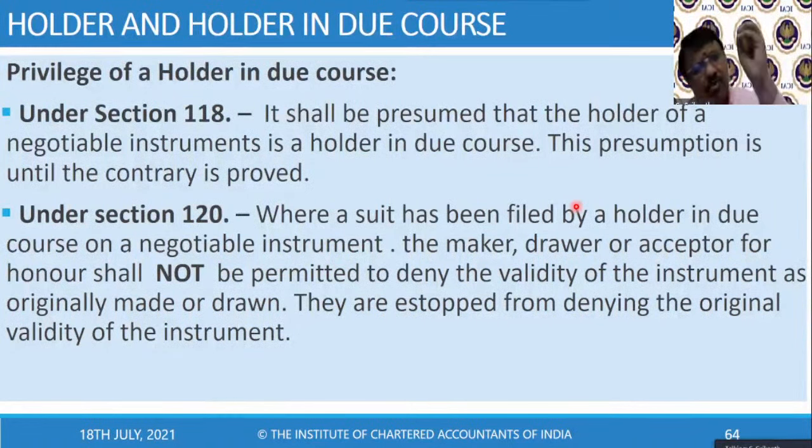But invariably, that's what so many court cases are pending only for that. Now, where a suit has been filed by a holder in due course on a negotiable instrument, the maker, drawer, or acceptor shall not be permitted to deny the validity of the instrument. See, the original validity cannot be questioned. You go anywhere else, but not on the validity. You cannot say, this instrument is not valid. See, usually they will argue on other matters. Especially, basically, if A has signed a promissory note and B files a suit, only one defense A has got.